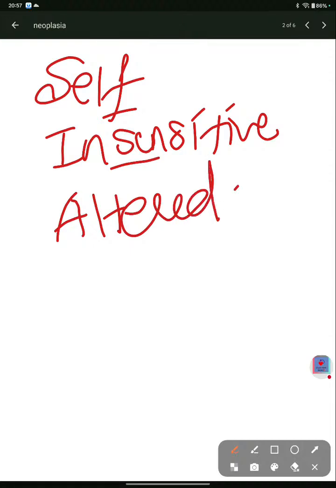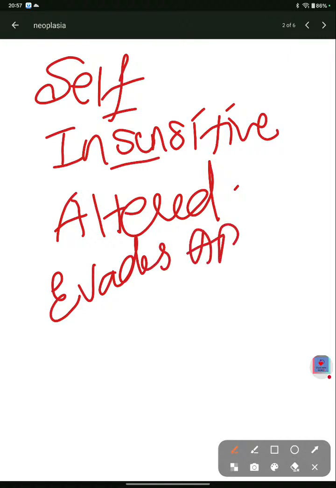What is the next one? It escapes from apoptosis. It evades the host immune response. One, two, three, four, five is done. Three more are required.